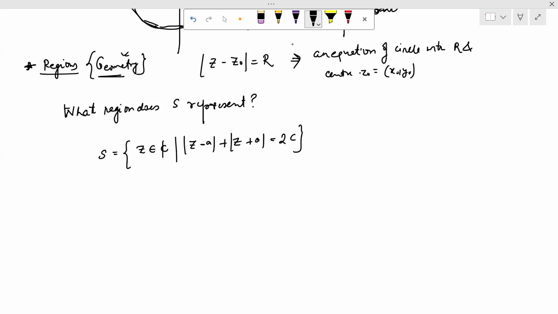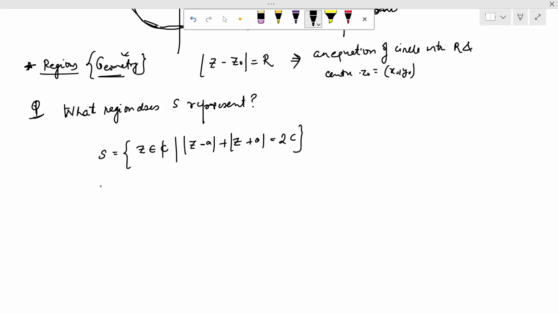I think two people have joined. Tanvi has joined and Shika has joined. What do you think this S would represent? What do you think this region S would represent? Ellipse. Okay, ellipse. Good. How would we do it?